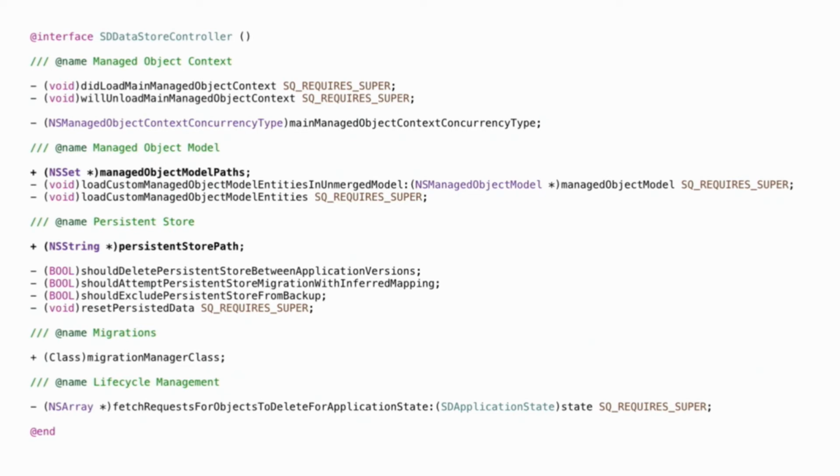This is important for us because we need to exclude things such as offline payments from backups because of PCI requirements. There's another method called resetPersistedData, which lets you reset data in the store before anyone else can use it. There's also options to provide a migration manager class if you want to run custom migrations, and also lifecycle management, so you can provide fetch requests to delete for given states of the application.